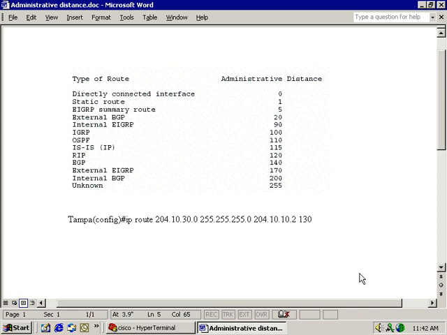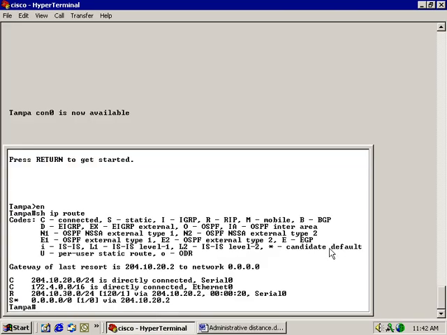Keep in mind that administrative distance has only local significance. It is not advertised in routing tables. And remember, the smaller the administrative distance value, the more reliable the protocol. So let's take a look at Tampa. Right now it's learning its primary route through a RIP broadcast, and we have configured this router with our other routers for dynamic routing configuration.